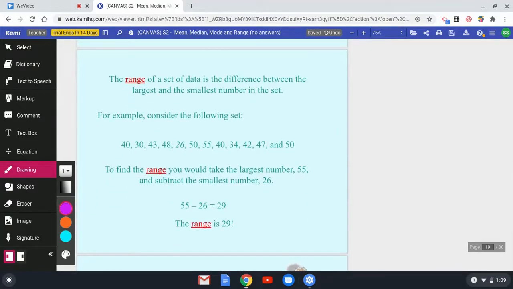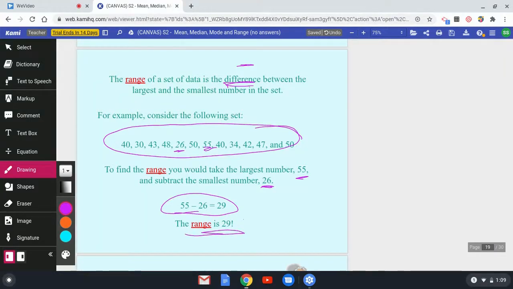Now, the last one is the range, okay? The range is the difference, right? We know difference means to subtract. So here we have a set of numbers. To find the range, you find the largest number and subtract the smallest number from it. So the largest number is 55, right? If you look up here, and the smallest number is 26. So the range, when you subtract or find the difference, is 29.